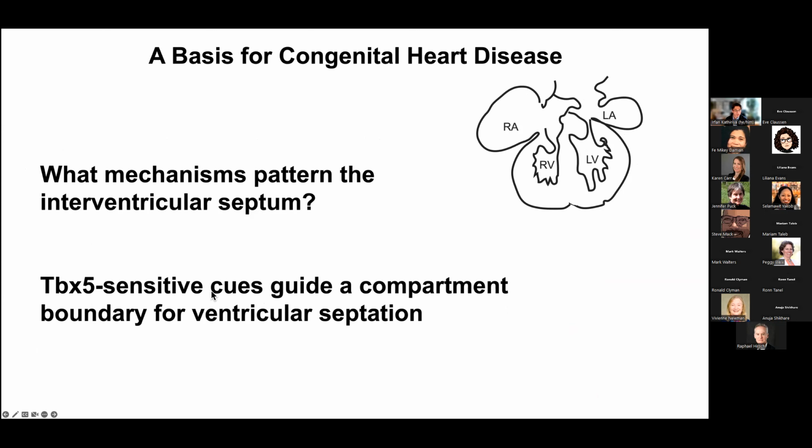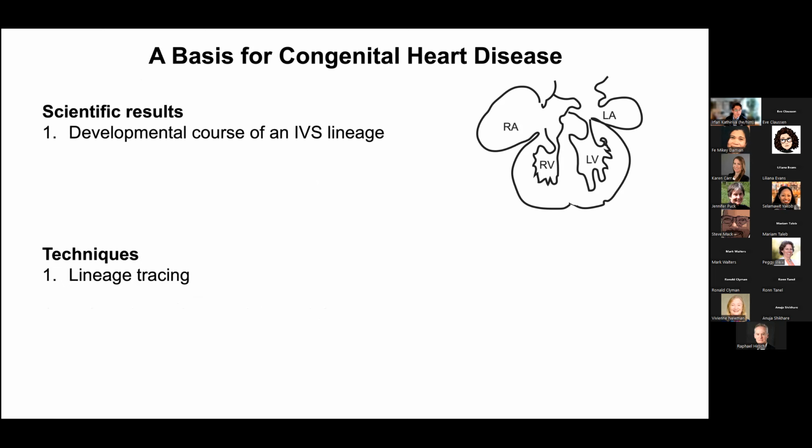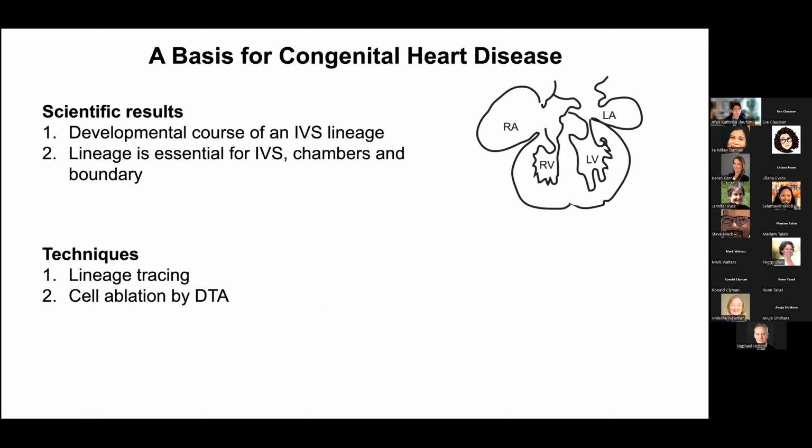So here's just an outline of the upcoming results. First, I'm going to talk about a developmental time course of a lineage that contributes to the interventricular septum. I'm going to use genetic lineage tracing, which I'll discuss shortly. Then I'll present some evidence that this lineage is essential. We've ablated it, and it's not only essential for the interventricular septum, but also for the RV and to some degree the LV, and also important for this boundary that separates cells.